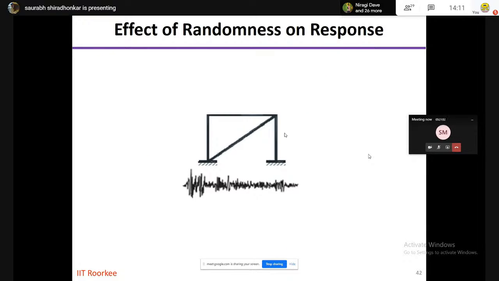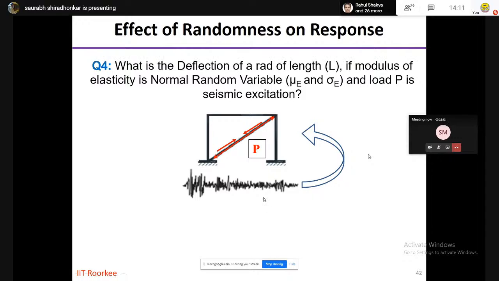Now let's say I have used the same rod in a portal frame as a bracing element, and it is subjected to ground motion, and this ground motion gives me axial compression and axial tension in the bar. Now I know the characteristics of ground motion. Now the load is seismic excitation on the bar, and my modulus of elasticity is a random variable. Now, how do I figure out the load which is coming onto the structure under earthquake ground motion?